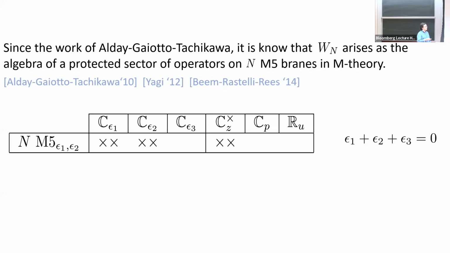epsilon_1 plus epsilon_2 plus epsilon_3 equals 0 is a constraint to preserve supersymmetry in this background, so I'll just impose it throughout this talk. But if you put M5 branes in this background, you get something that looks like a chiral algebra living on C. And the work of Alday, Gaiotto and Tachikawa tells you exactly what this chiral algebra is. It's a W_N algebra in this case.